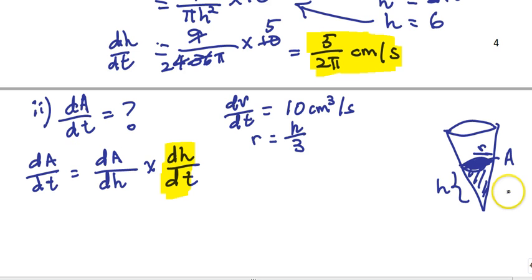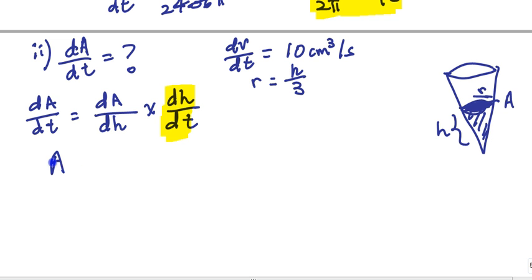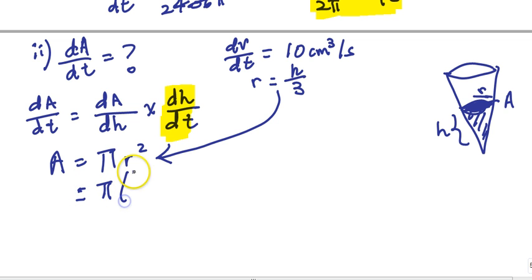So to find dA over dh, all I need to do is look at the area A here. Now we know that area A is just the area of the circle, and you should recall area of the circle is pi r squared. But we want dA over dh, which means we want to differentiate A with respect to h. But I have an r here, so I need to change this r to be in terms of h, and that is where we make use of what we found in part A. I can replace r with h over 3, squared, and you will get pi over 9 h squared.